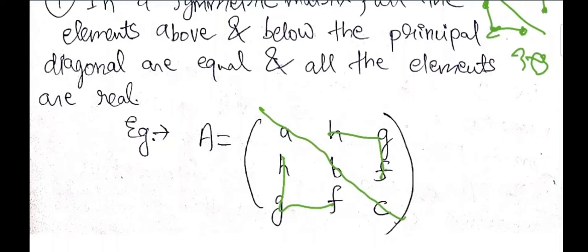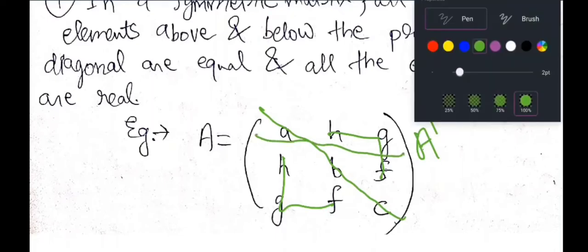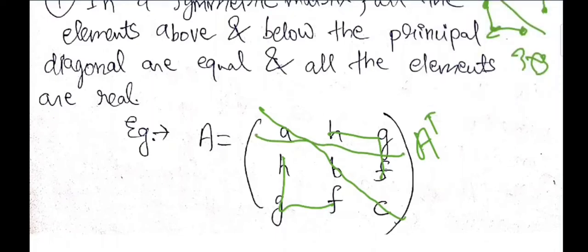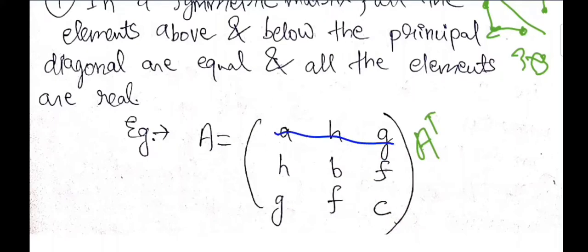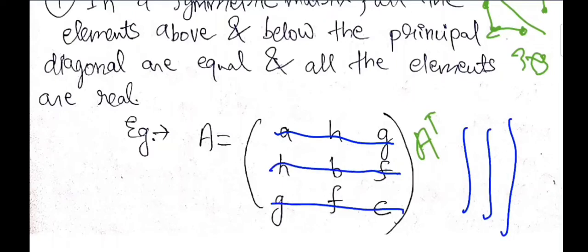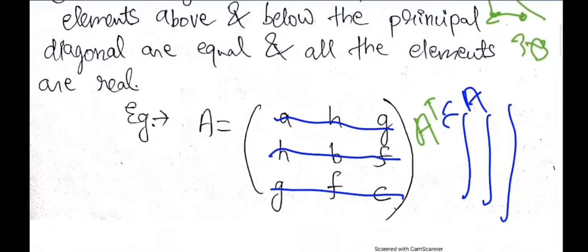Clearly, if you try to take A transpose, then what will happen? This row, the horizontal one, when you take the transpose, a h g will be written like this, h b f will be written like this, g f c will be written like this. So ultimately you obtain the same thing. You will get the same as A, your original matrix. A transpose will be equal to A.